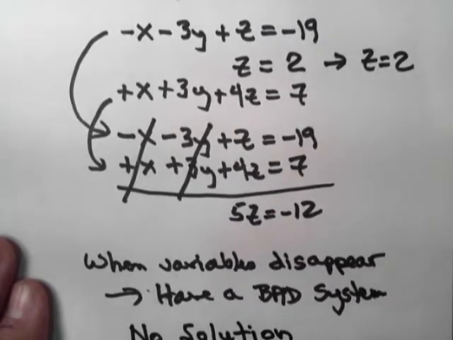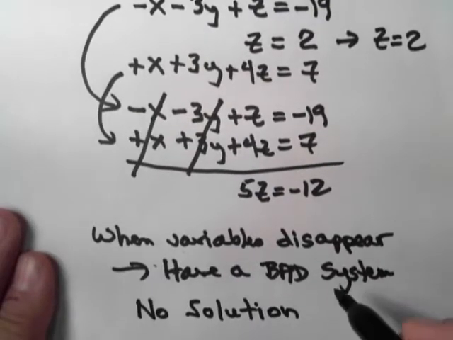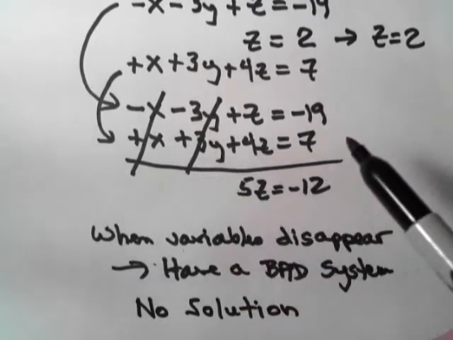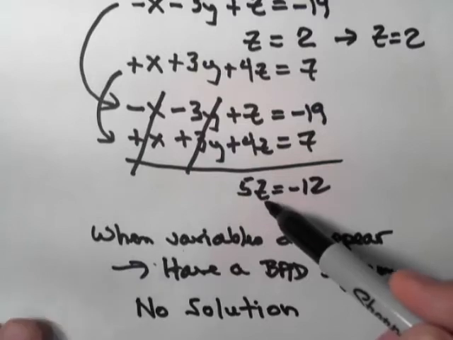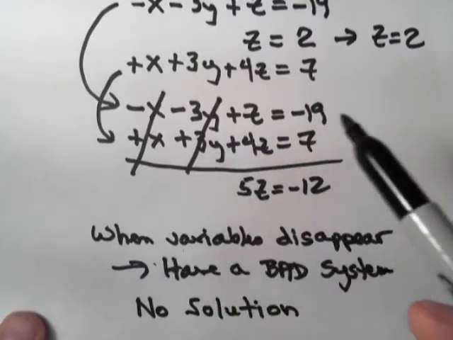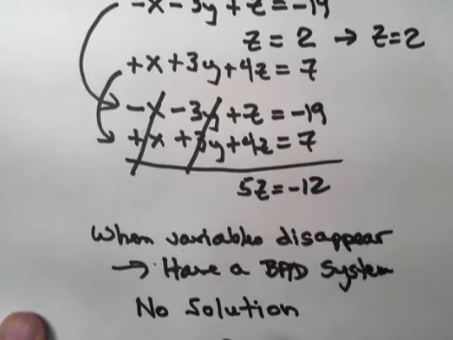So whenever your variables disappear, like we just had right here, there's no way we can solve for anything more. There's no x's and y's that exist. So you simply say no solution.